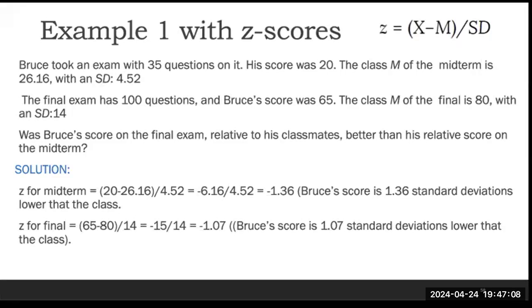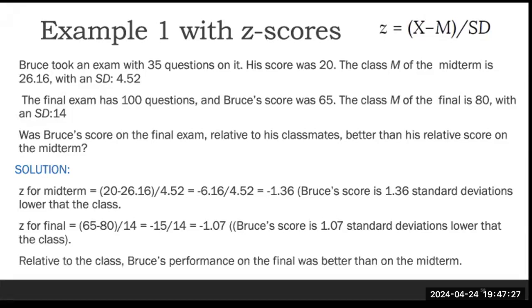So which one did he do better in? Was it the midterm or the final? Well, being 1.36 standard deviations lower than the class is worse than being 1.07 standard deviations lower, right? You're further away from the mean. So the answer here would be, relative to the class, Bruce's performance on the final was better than on the midterm.